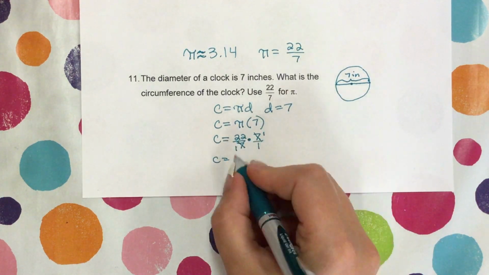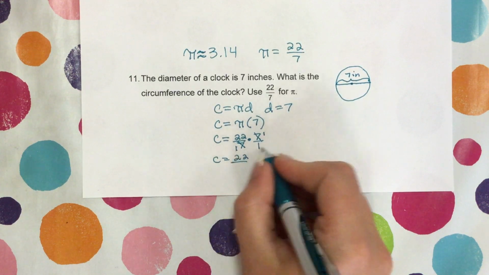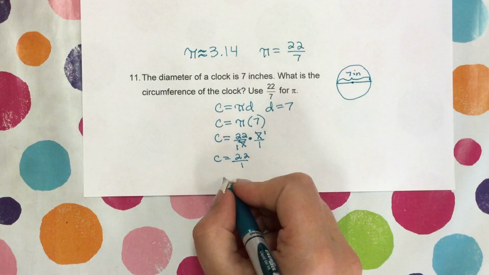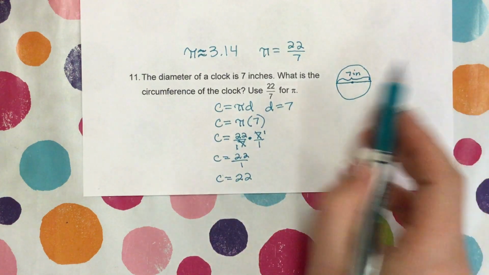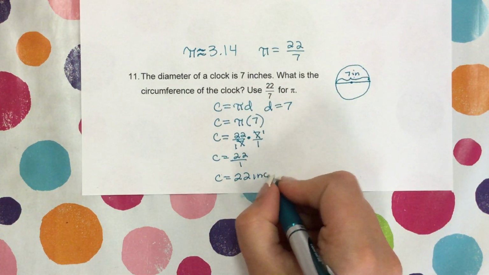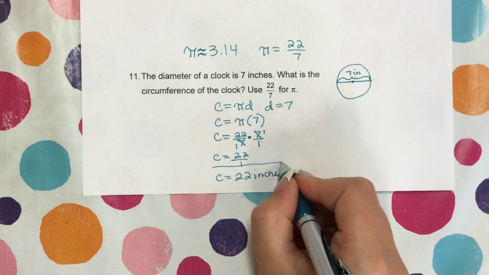Circumference equals 22 times 1, which is 22, over 1 times 1, which is 1, which is the exact same thing as the circumference equaling 22 over 1, which is 22 inches. And that is our circumference, 22 inches.